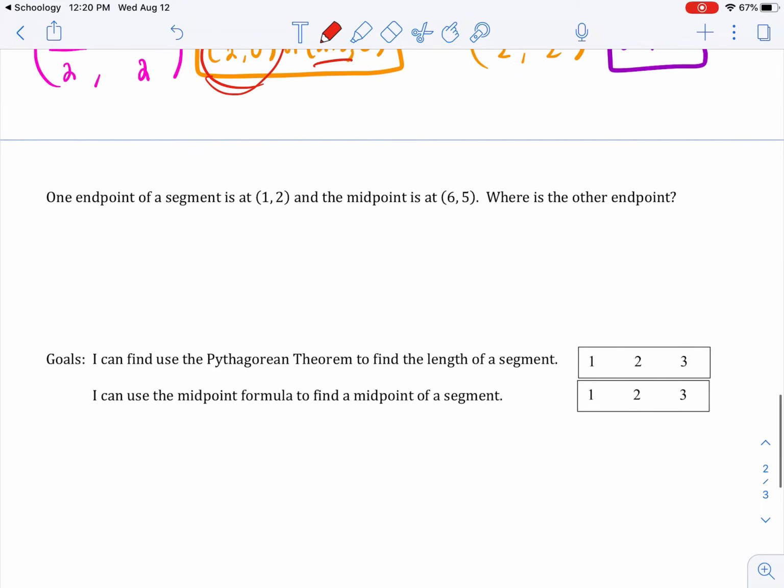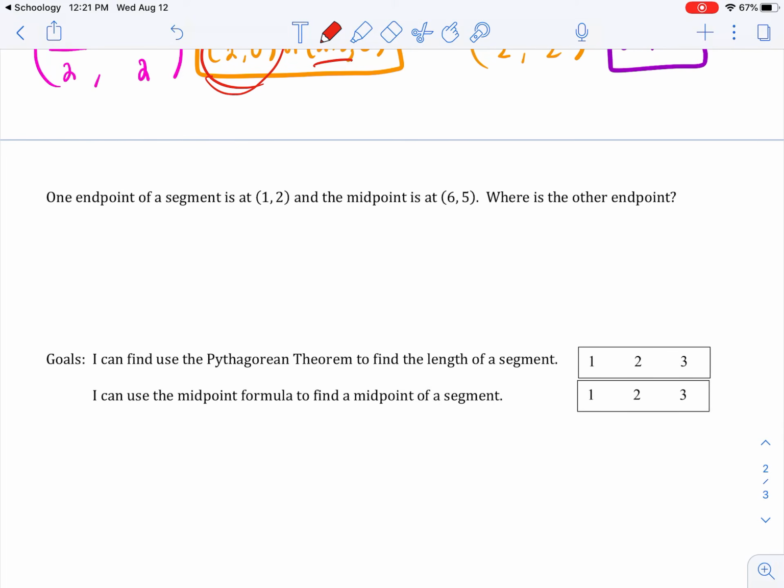All right, one last problem. This one says one endpoint of a segment is 1, 2, and the midpoint is 6, 5. What's the other endpoint? All right, so I'm not asking you for the midpoint. I gave you the midpoint and one of the endpoints. So how do I find the other endpoint?